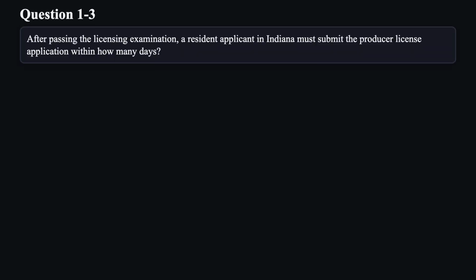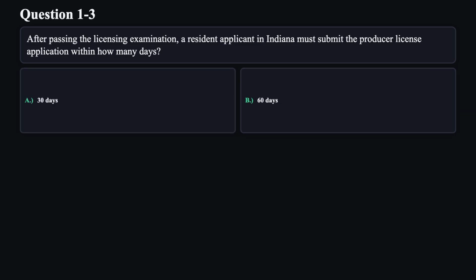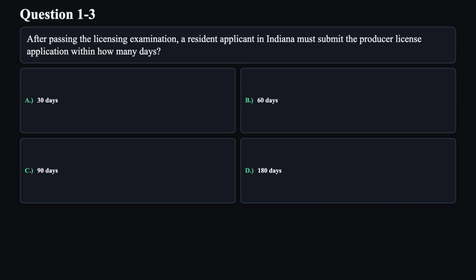Question 3. After passing the licensing examination, a resident applicant in Indiana must submit the producer license application within how many days? A. 30 days. B. 60 days. C. 90 days. D. 180 days.